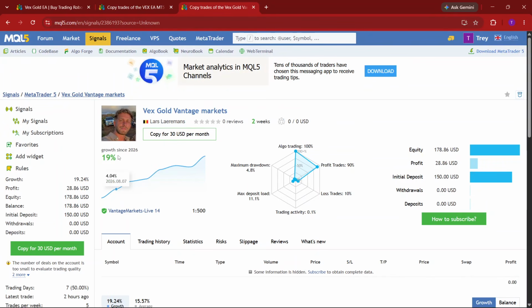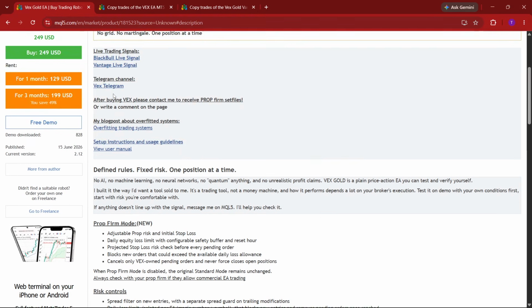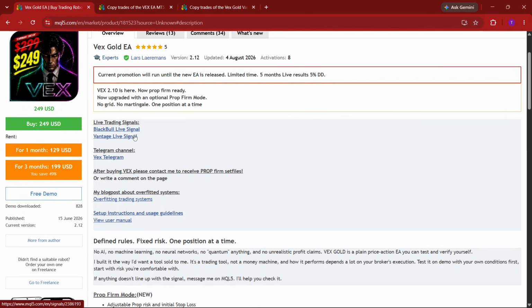Now we look at this one, growth 19%, 90% trade. And you can go through the signals, as you can see, Black Bull and Vantage, on your own free time. It also has a Telegram channel.